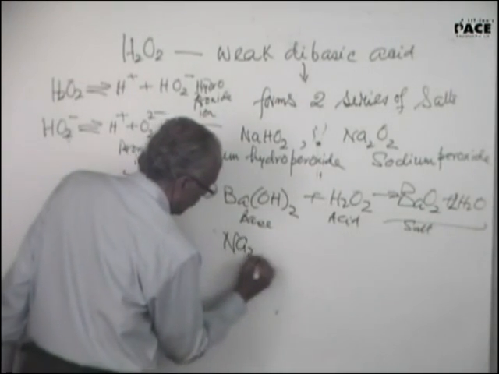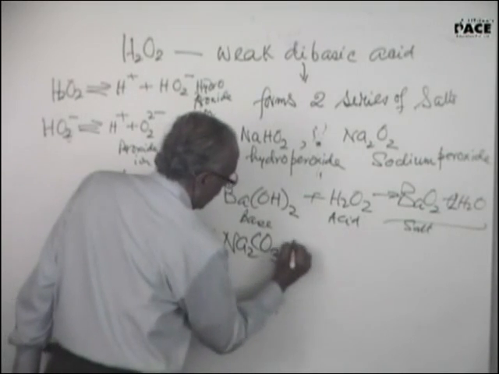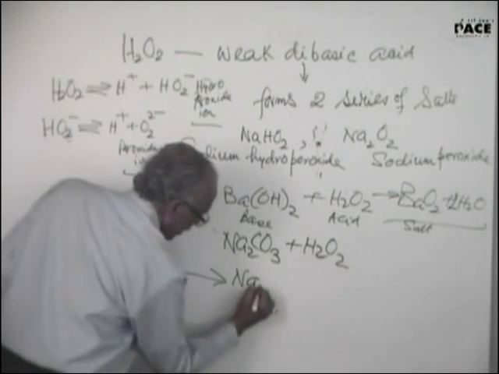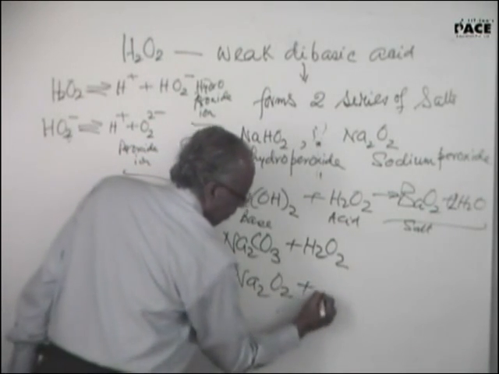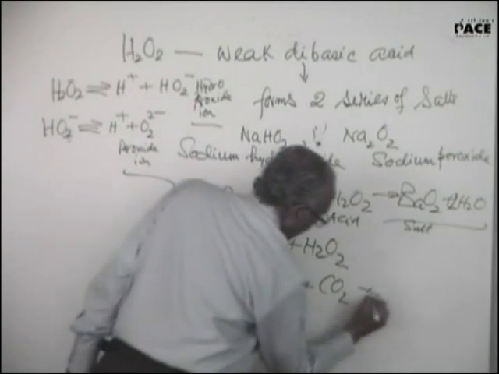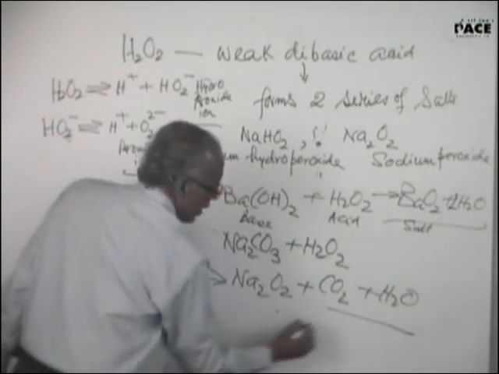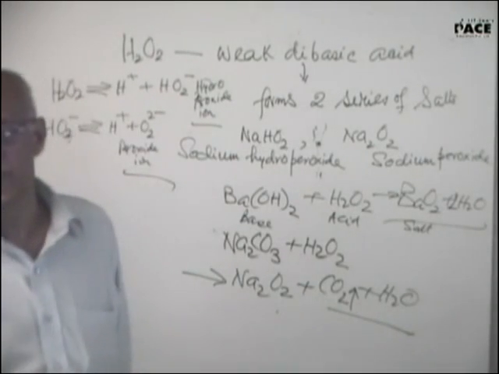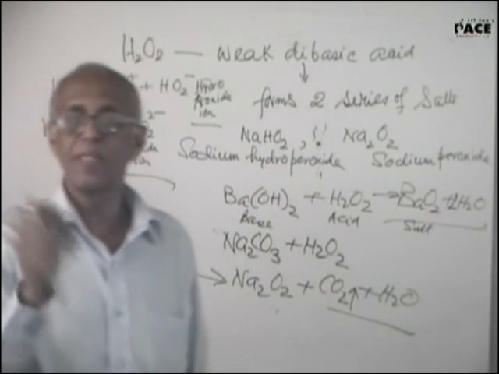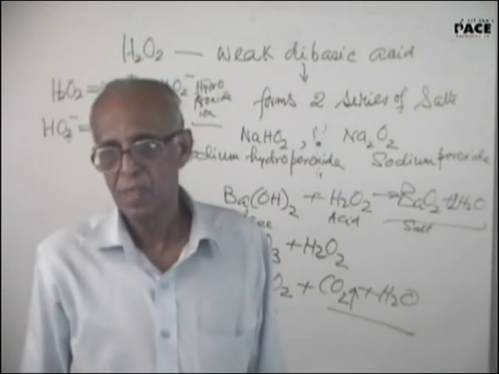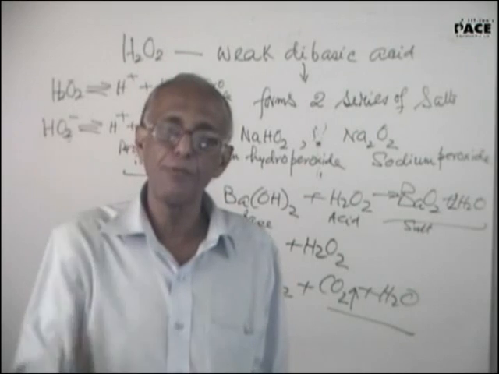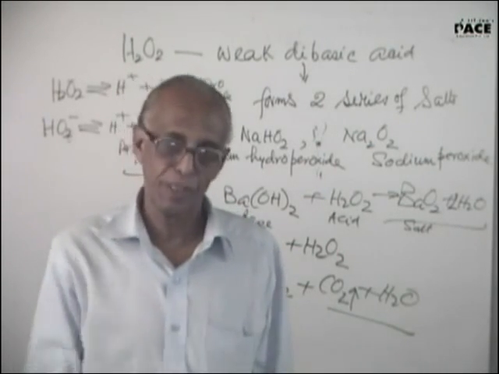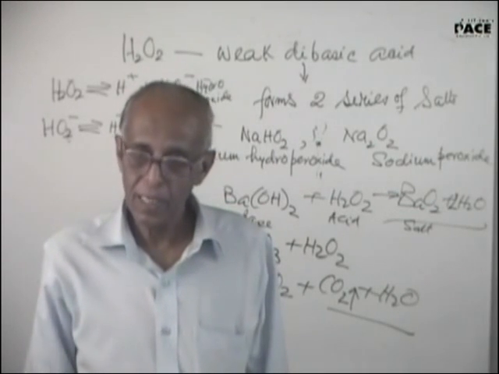Sodium carbonate plus hydrogen peroxide gives you sodium peroxide plus carbon dioxide plus water. Evolution of carbon dioxide from carbonate can only take place if you react with an acid. So if carbon dioxide is evolved, that indicates the hydrogen peroxide must be acidic in nature. Is it clear?